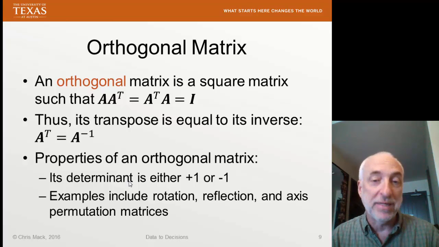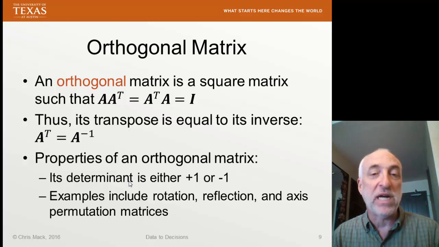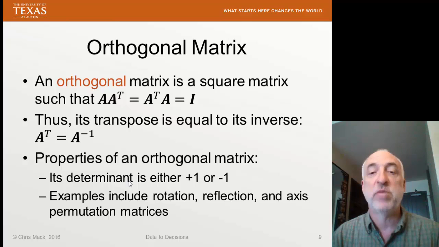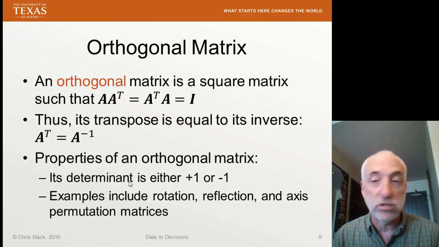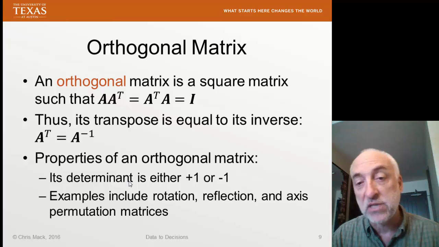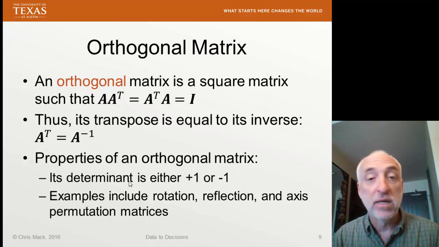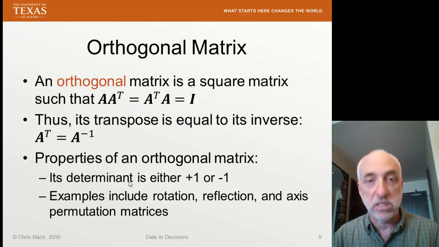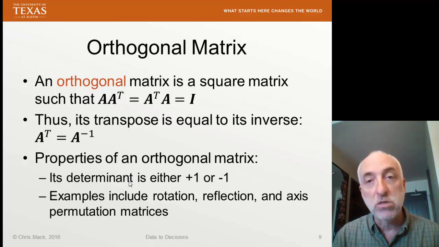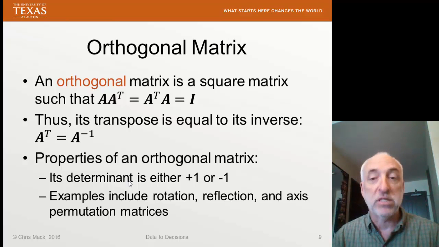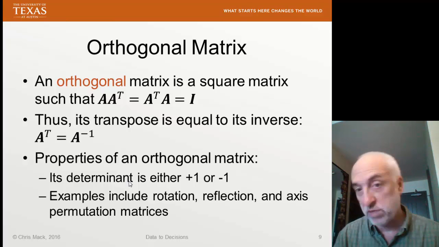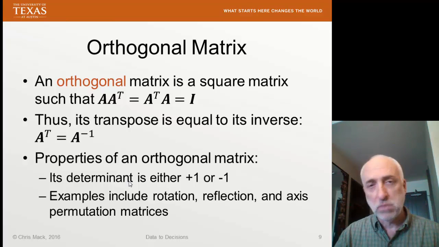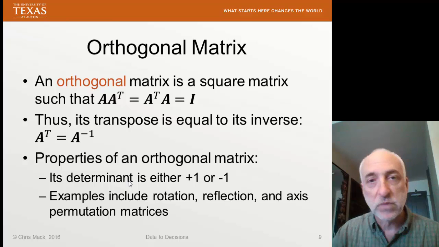Some examples of where we find orthogonal matrices to be very valuable is when performing things like rotations, reflections, or permutations of the axes and multiplying by a matrix. These orthogonal matrices are frequently used when manipulating objects in three-dimensional space, for example, in graphics and various other types of things, plus many other uses as well.